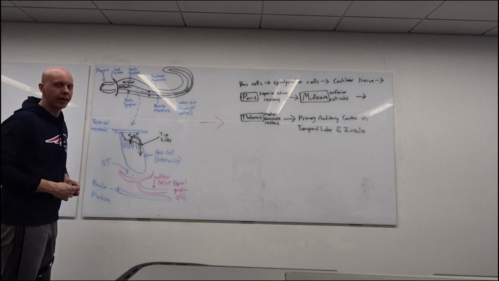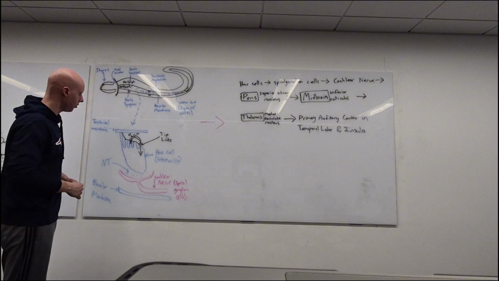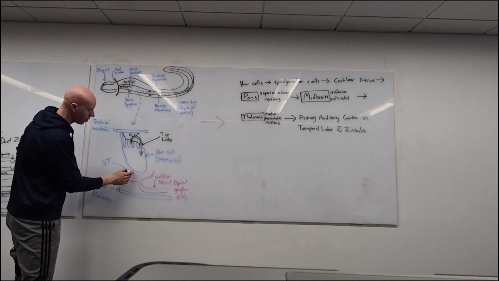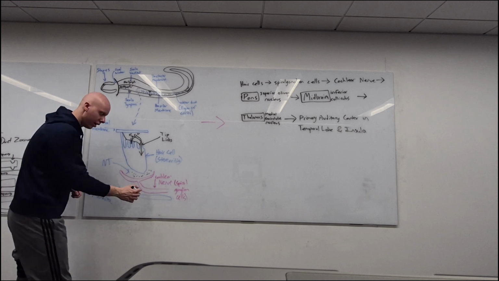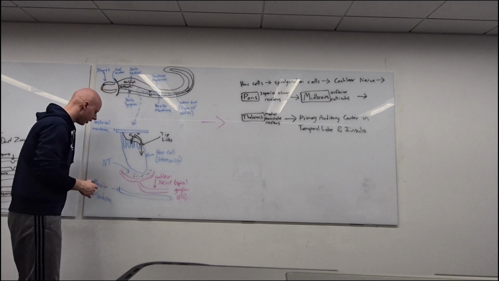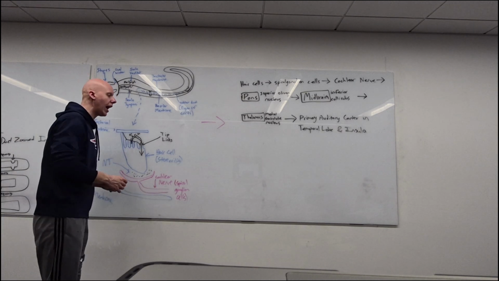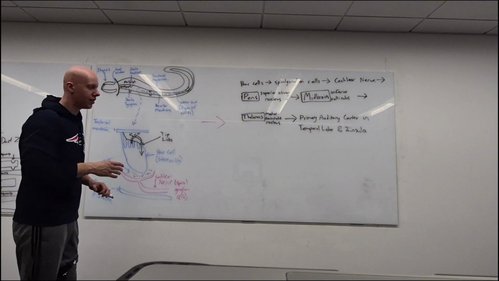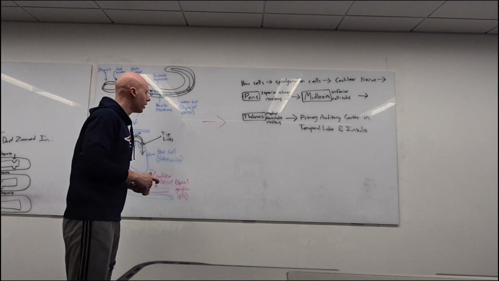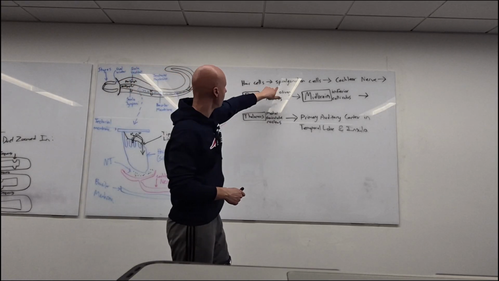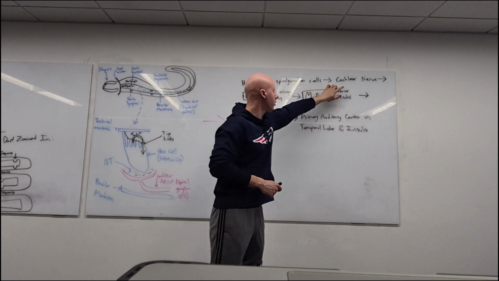So it's going to depolarize, and then it's going to fire an action potential, which is going to send neurotransmitters to then bind with the cochlear nerve, to then send action potentials down the cochlear nerve and down the cranial nerve 8 to the brain. So then we go from the hair cells to the spiral ganglion cells to the cochlear nerve.